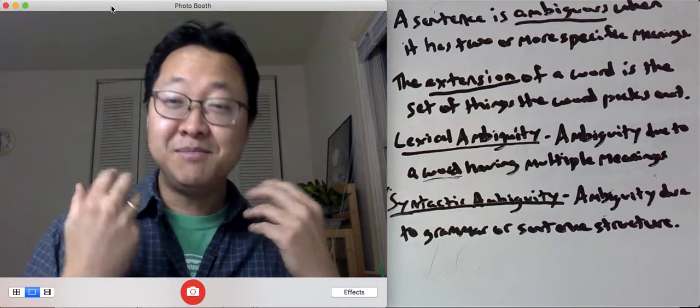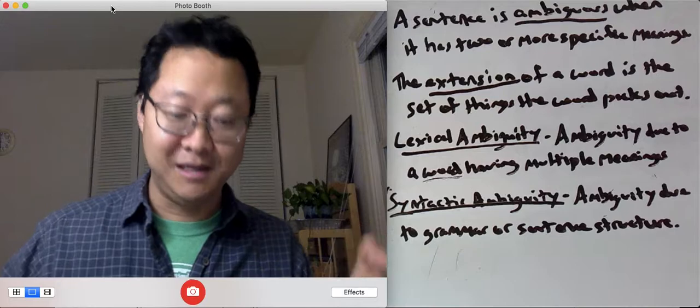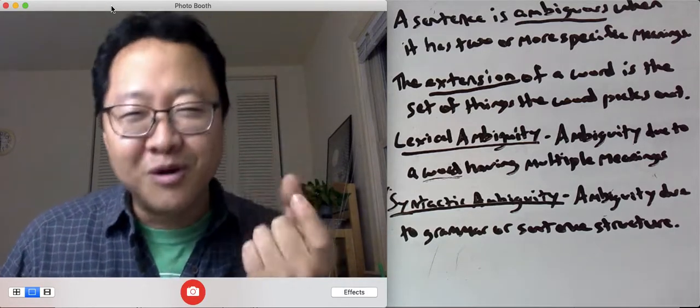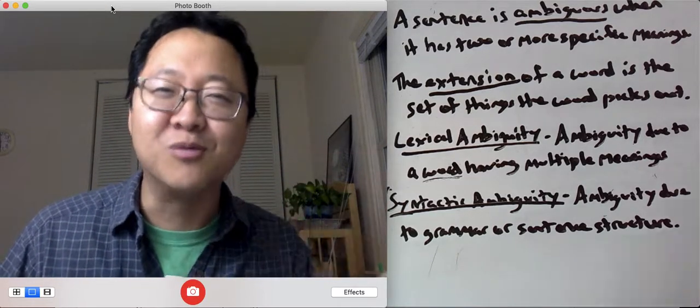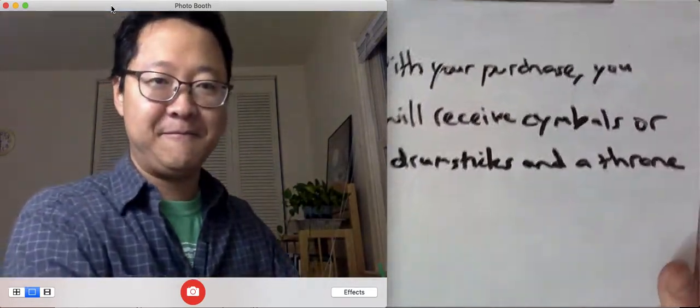Okay, so sometimes how the words of a sentence fit together is what creates the ambiguity because there might be more than one way to understand how the words fit together.